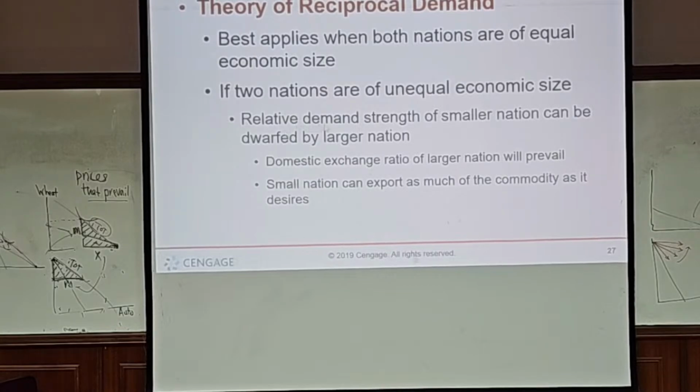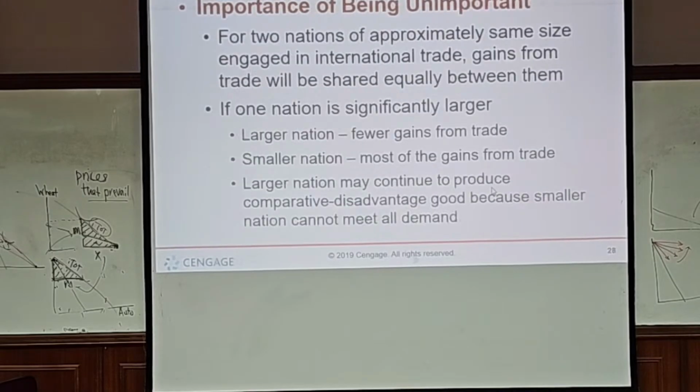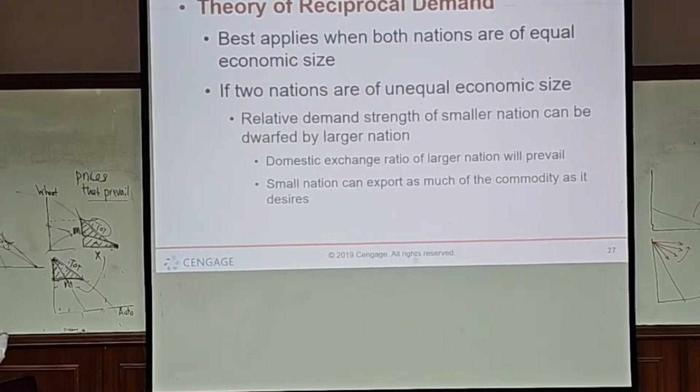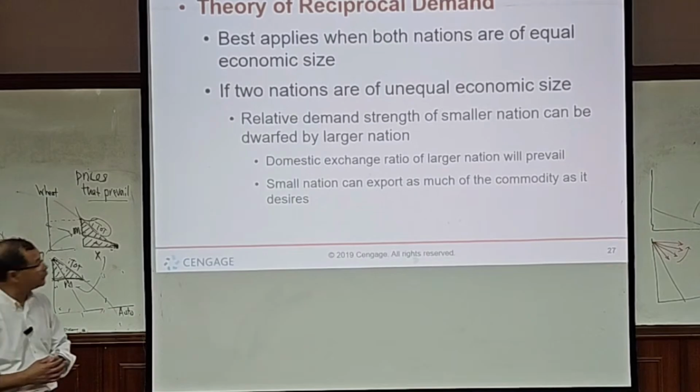So before I go there, the smaller nation can be dwarfed by the larger nation. The domestic exchange rate ratio depends on the theory of commodity demand, how much it desires to export. So here is the importance of being unimportant. So before I go there, let's continue with reciprocal demand.